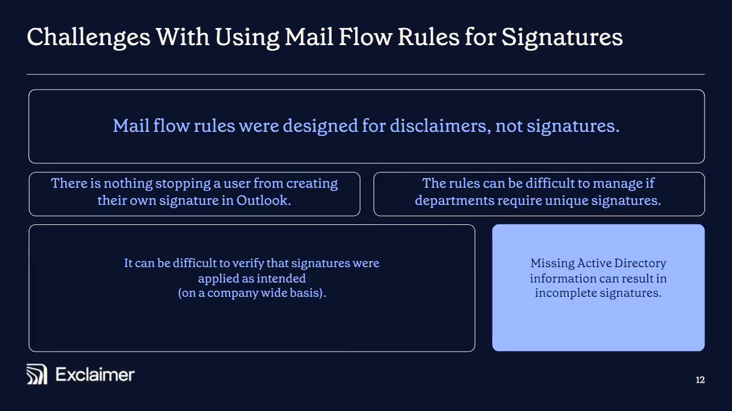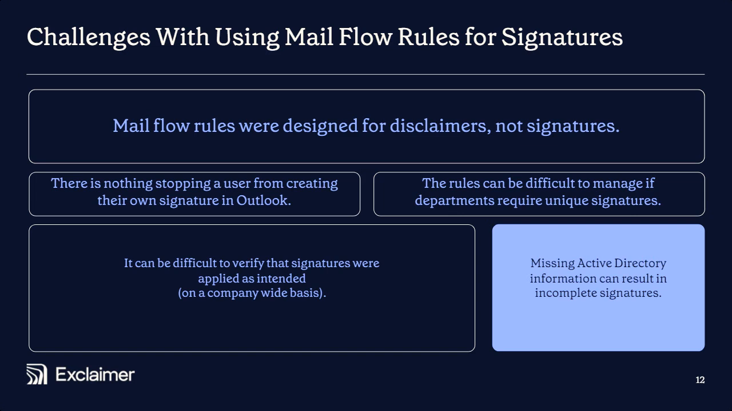So there are some challenges that are associated with using Mailflow rules for signatures, because in the short demo that I gave you, it appears that creating a Mailflow rule to act as a signature is a fairly straightforward process, and it is. But it's not ideal. There are several potential issues. You have to keep in mind that mail flow rules were designed for disclaimers, as I pointed out earlier. They were never intended to be used for signatures. That's just a way that some organizations have begun using that feature.